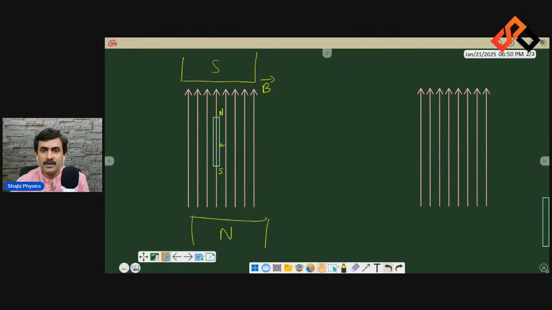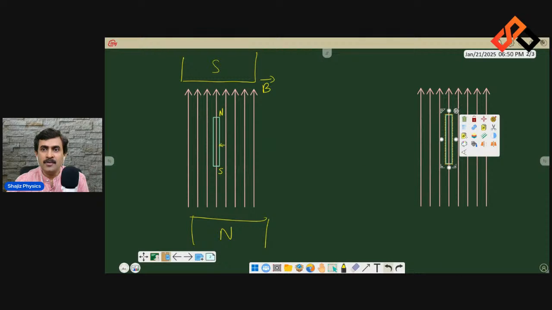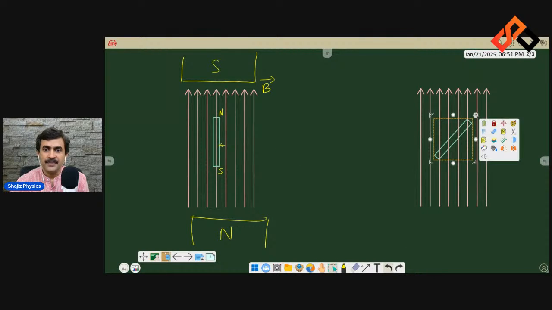Now I wanted to get this. Yes, this is the normal position of the dipole. Now I am trying to rotate it through 45 degrees. See what I did? I am rotating it here.